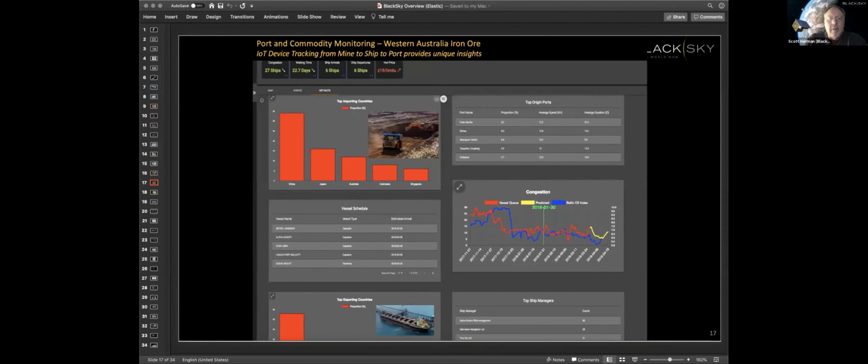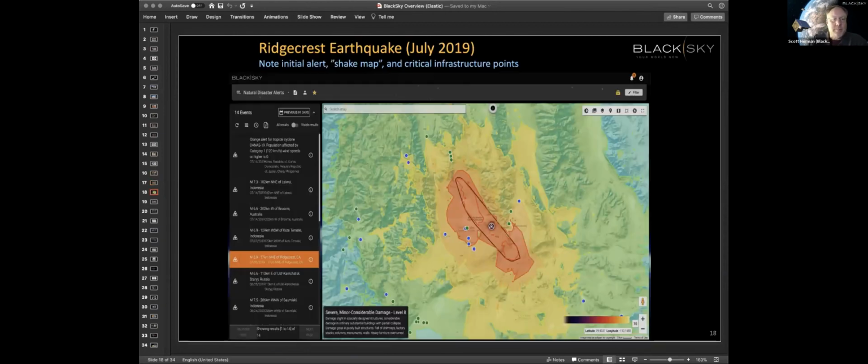So here's an example of a dashboard. In this case, we're tracking what's happening at that particular iron ore port. You can see things like the vessel schedules of what ships are coming in, which ships are expected to leave, what ports did they come from, where are they likely going, who are the entities involved in terms of the ship owners, and what's the congestion that we're seeing? What is the throughput of that particular port, and how do we measure that and look for anomalies?